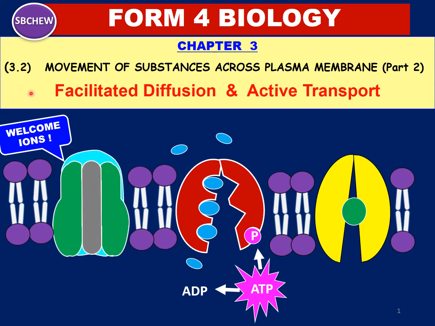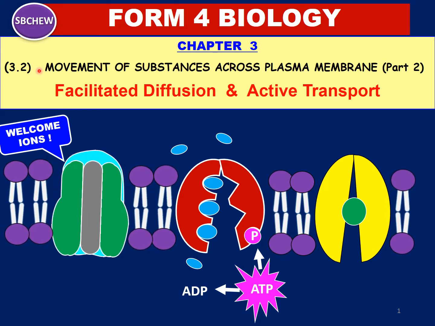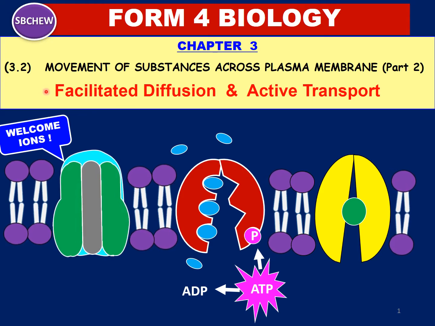In the last video, we studied the movement of substances across the plasma membrane, part 1, where we studied simple diffusion and osmosis. So this video is a continuation of the different types of movement of substances across the plasma membrane, and we'll finish up with these two, facilitated diffusion and active transport.